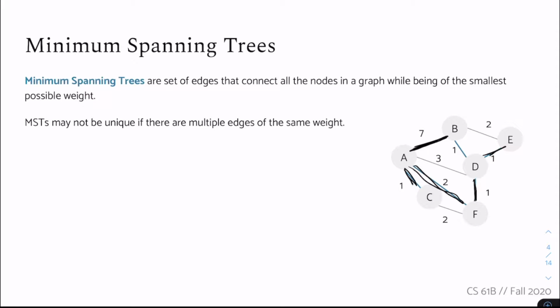And so MSTs aren't always even unique. It's possible to have multiple MSTs that have the same weight. An example of that here would be, we don't necessarily have to have AF be connected like this. We can have AC be connected like here. Because both of these are 2, they're both equally light, and so they're both minimum spanning trees for this graph.